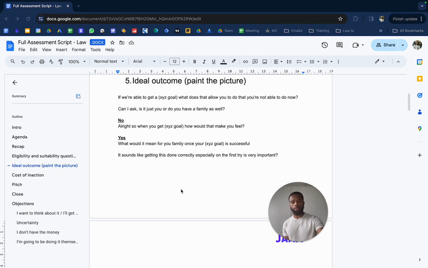where you, the professional, your chances of success are very high, right? So we want to establish, is getting this done the right way, correctly, getting it right the first time, very important, isn't it? And of course they'll say yes, that's very important, right? So that's a key question to ask.